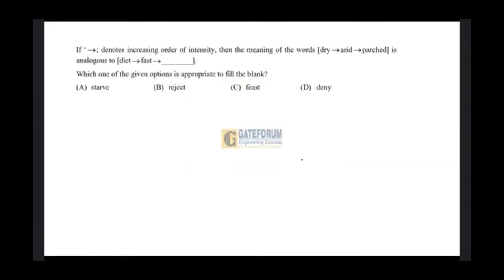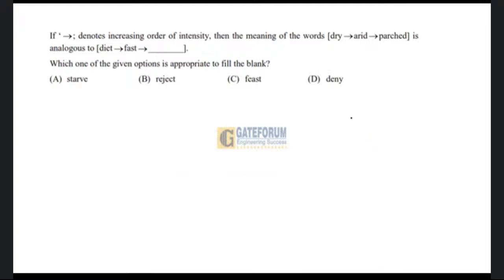If an arrow denotes increasing order of intensity, then the meaning of the words dry, arid, parched is analogous to diet, fast, what? Which one of the given options is appropriate to fill in the blank? I hope we understand that dry means dry. Arid is an extreme form of dry, arid land, very dry. And parched means desert land is parched. So I hope you understand the meaning.